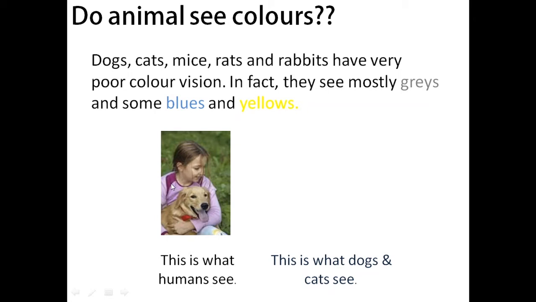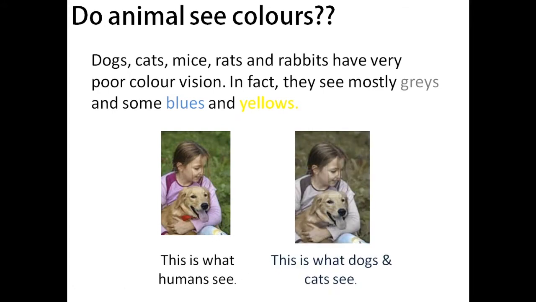Red, violet, purple, blue, green, brown, correct? They can see so many colors. What about dogs and cats? See, they can see like this. They are seeing like this.